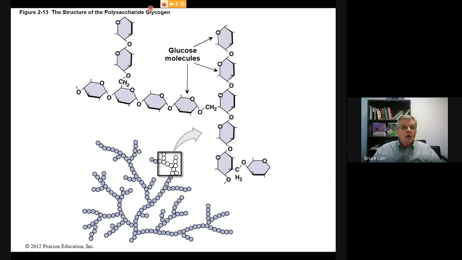In our body, it's called glycogen. We store that in our muscles and in our liver for quick energy. But there is no limit to how long a chain you can make. You just pile on more glucose if they're available.